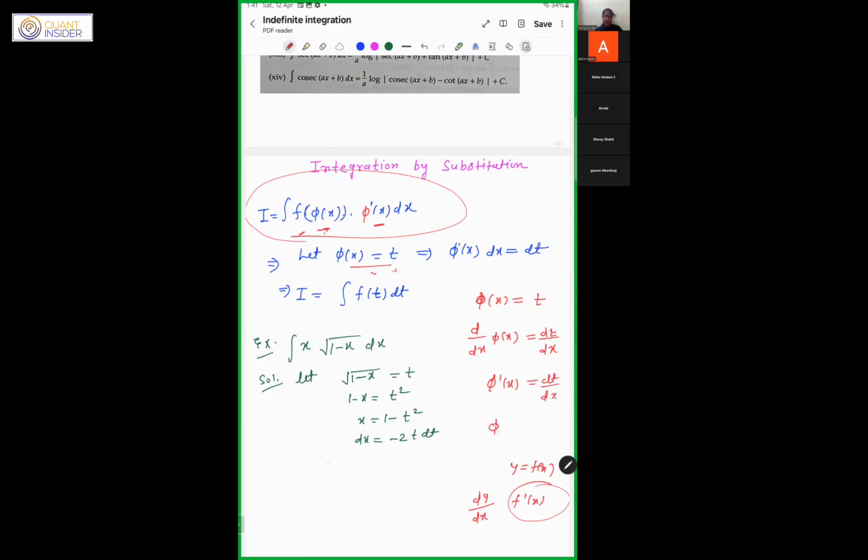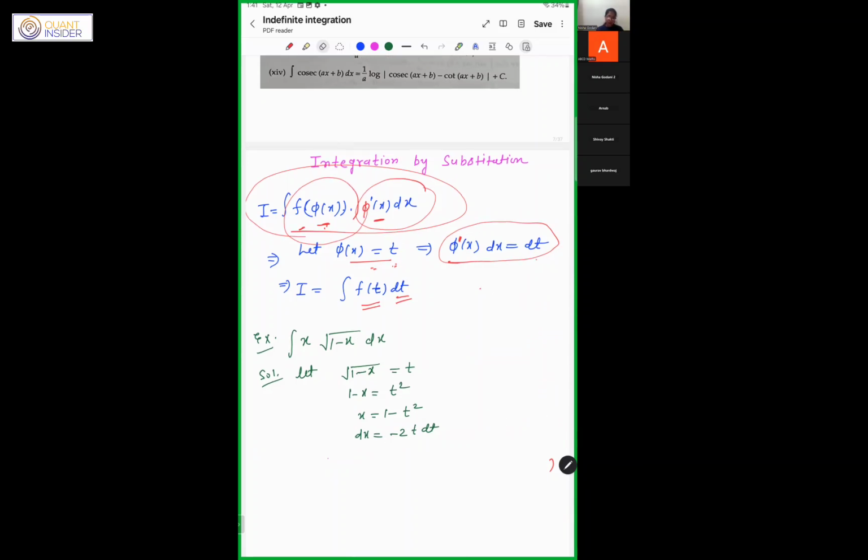So actually in integration we have phi dash x dx, so that is why we write it like this. So you have phi dash x dx equal to dt. Now you substitute in the given integration, because f of phi x is f t, and this phi dash x dx is dt. So you have integration of this form, integration f t dt. Now let's do a question based on this method of substitution.